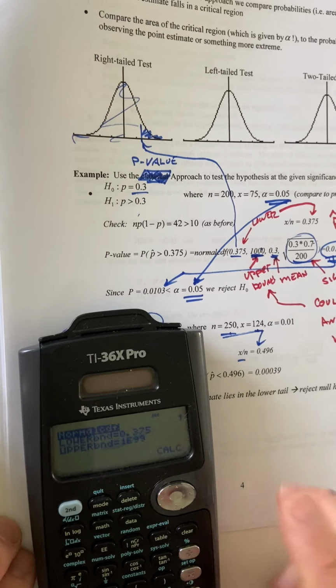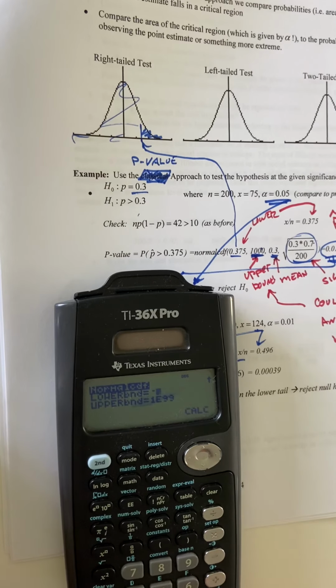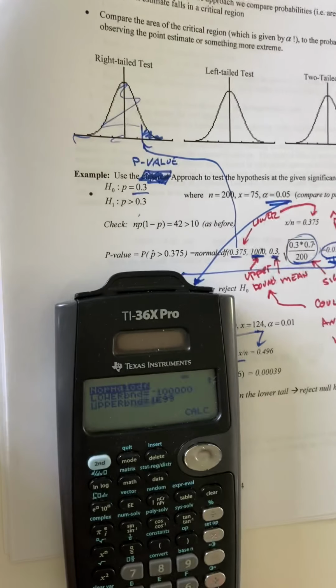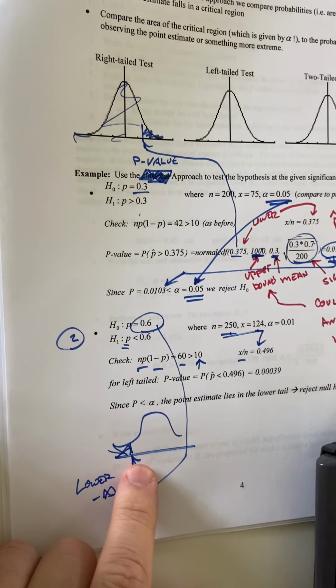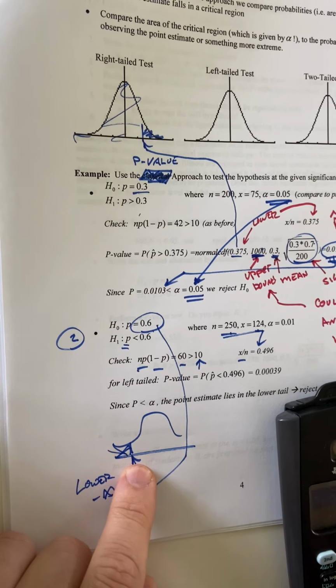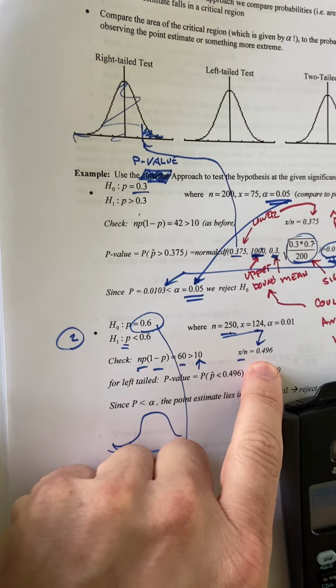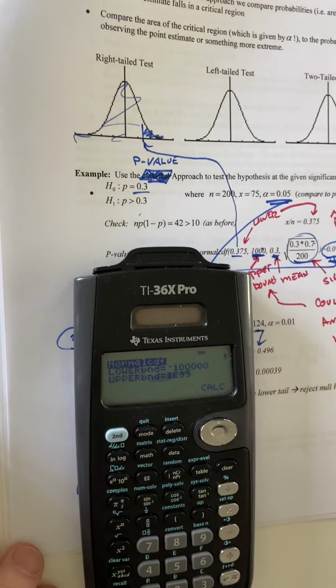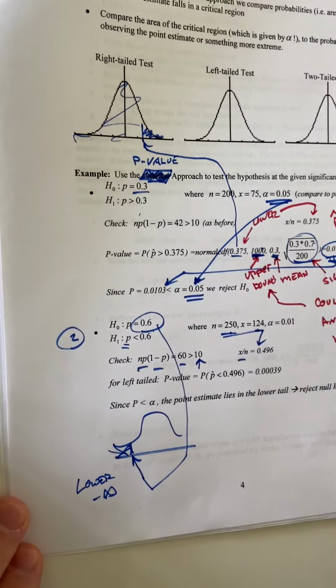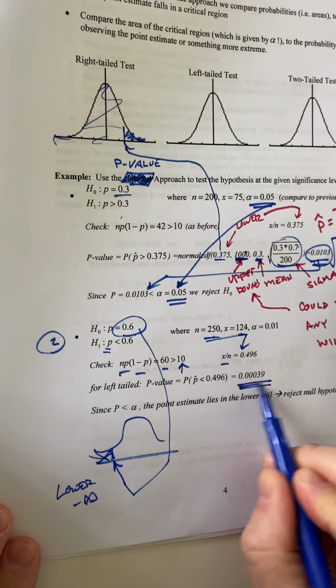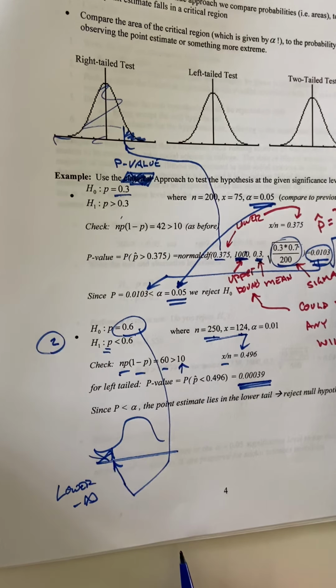Arrow down. The lower bound, this time, negative infinity. So I'm going to put negative like 1,000, negative 10,000. And the upper bound on this specific instance is this x over n value, 0.496. Hit it. So this determines a z-score of comparison of 0.00039, super duper small, okay?